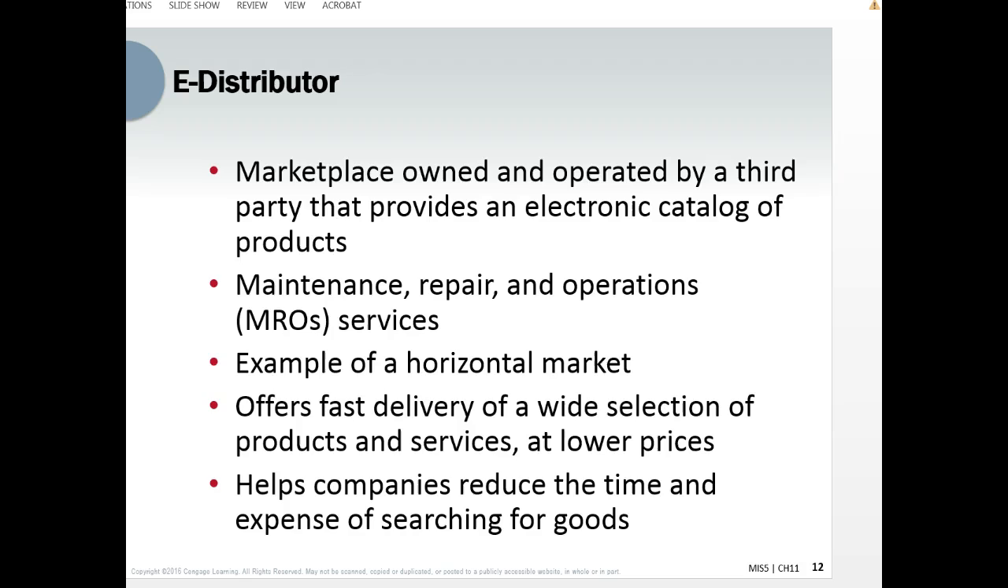Also, e-distributors can offer maintenance, repair, and operation services. A company can purchase an MRO package that might include services from different vendors, but the e-distributor coordinates them into one package for the customer. This packaging is an example of a horizontal market, which concentrates on coordinating a business process involving multiple vendors. E-distributors offer fast delivery and a selection of many different products and services, usually at lower prices. And they help companies reduce the time and expense of searching for goods.